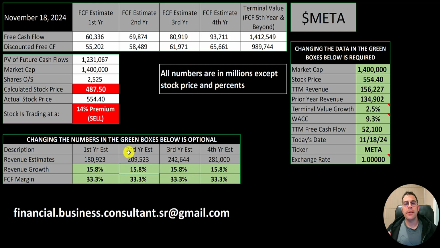If for some reason you think they're going to grow more or less than 15.8%, you can just change these numbers. Say you think they're going to only grow 12% after 2025. You can put 12, 12, and 12. And now the valuation has gone down. Or you can change the free cash flow margin. If you think they're going to become more profitable in the future, you think their margins will be 40% in the future, you can change this to 40. If you think there's going to be 50, you could change that to 50. Just remember, once you hard code the number, it removes the formula. So next time you do the DCF, you have to put the formulas back.